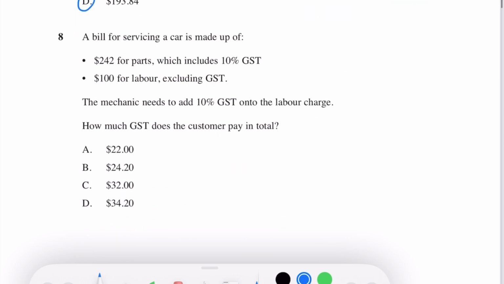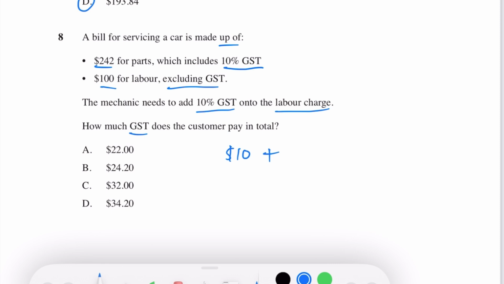8. A bill for servicing a car is made up of $240 for parts, which includes 10% GST, and then $100 for labor, excluding GST. The mechanic needs to add 10% GST onto the labor charge. How much GST does the customer pay in total? So he's got $100 for labor, that's excluding GST. Once you add the GST for the labor, that's going to be another $10 because 10% of 100 is $10. So he's got to pay $10 in GST for the labor.